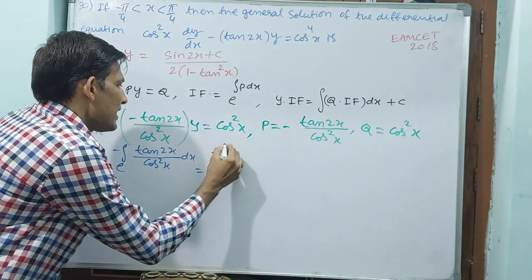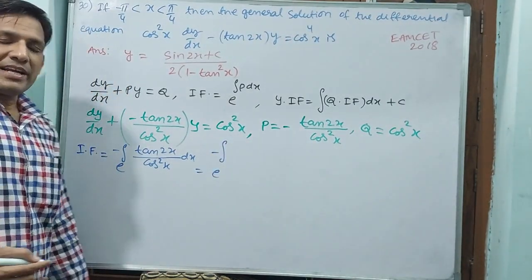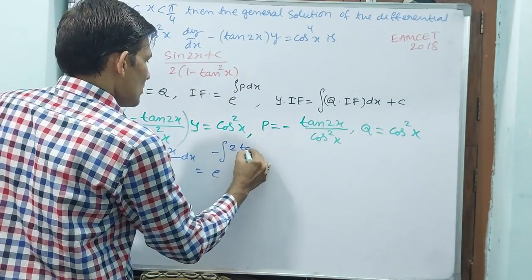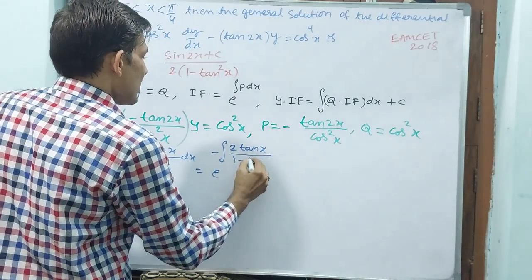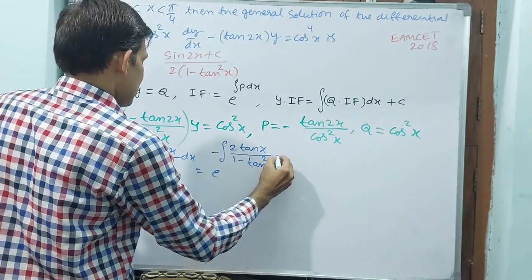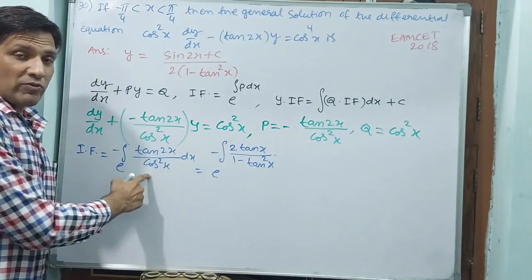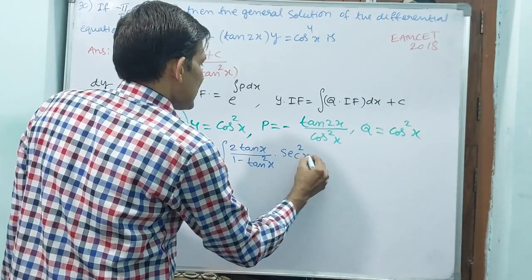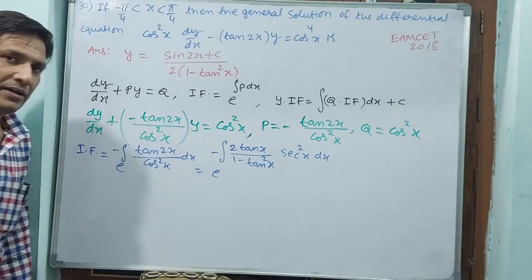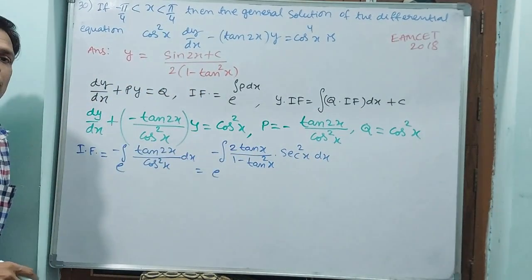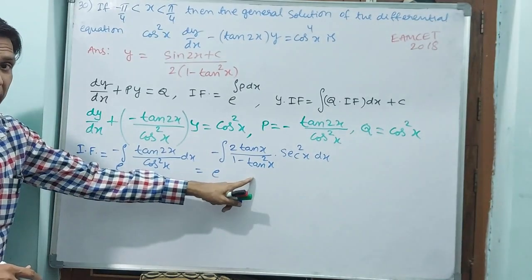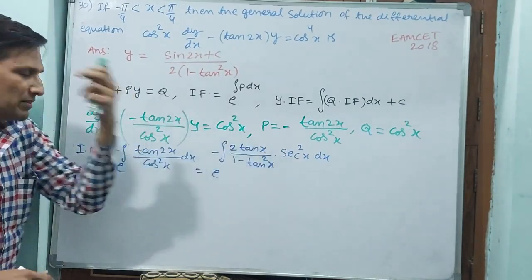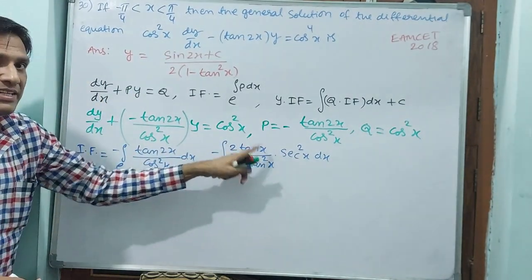You see, e power minus integral tan 2x, which I write as 2 tan x by 1 minus tan square x, into the cos square x in the denominator, which I am sending to the numerator as secant square x, secant square x dx. Now wait. Why have I made it like this? Because if you take tan x as t, then d by dx of tan x, secant square x dx, is going to become dt. Now everywhere we can put tan x as t.